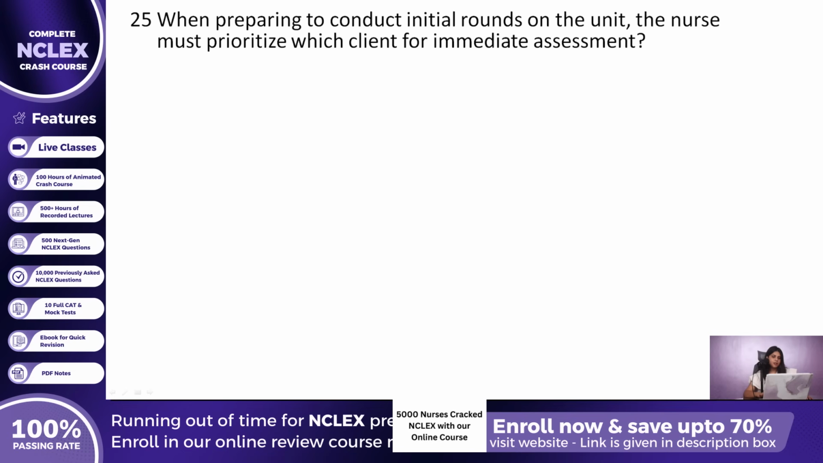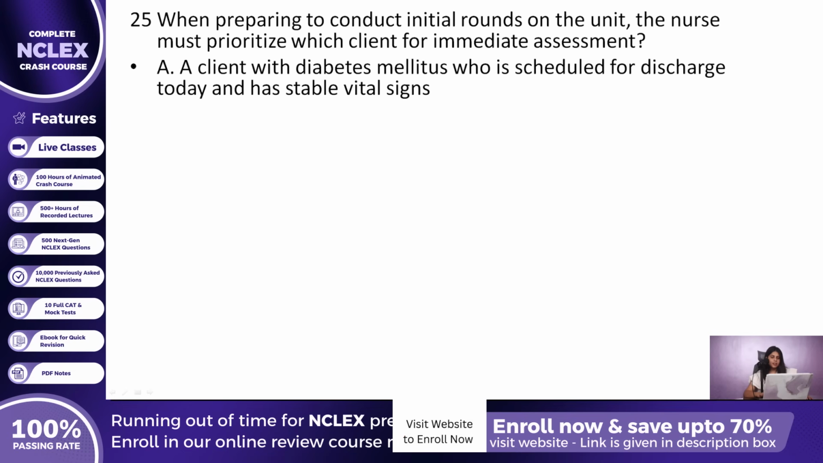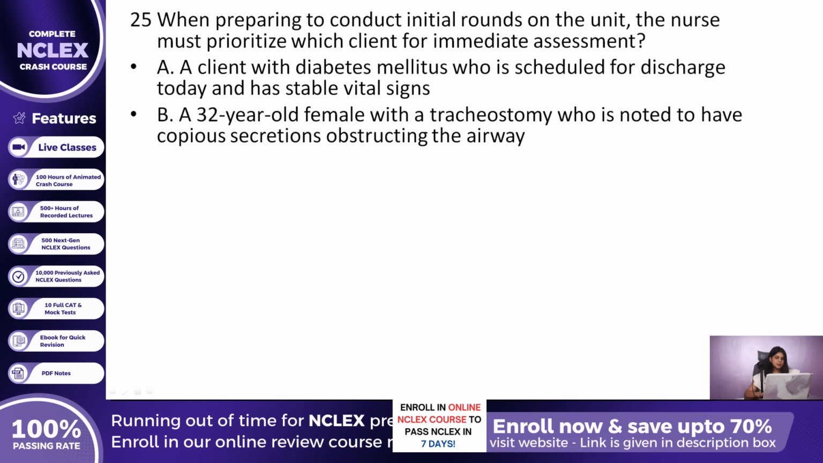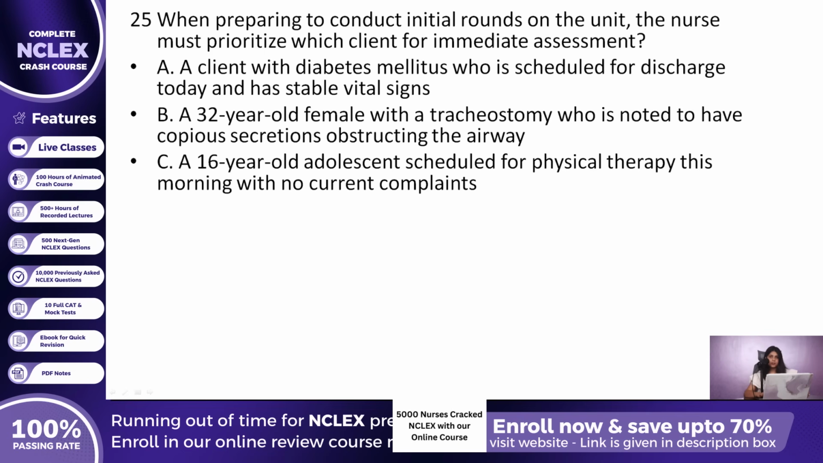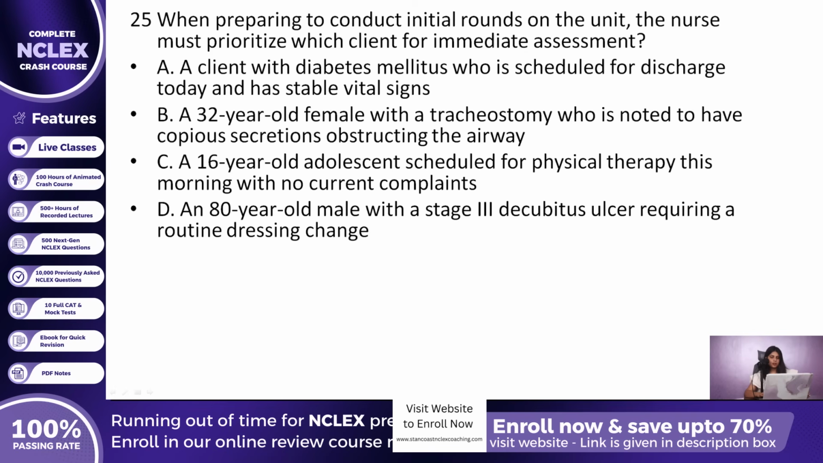Question 25. The nurse must decide which client requires immediate assessment. The options include A. A stable client with diabetes mellitus scheduled for discharge today. B. A 32-year-old female with a tracheostomy noted to have copious secretions obstructing the airway. C. A 16-year-old adolescent scheduled for physical therapy with no complaints. And D. An 80-year-old male with a stage 3 decubitus ulcer needing a routine dressing change.